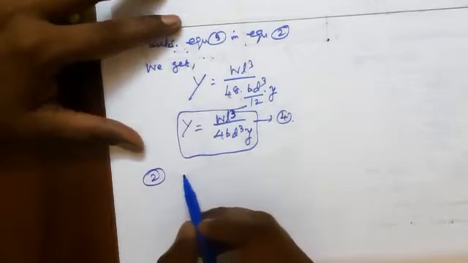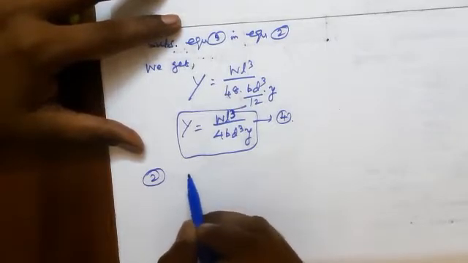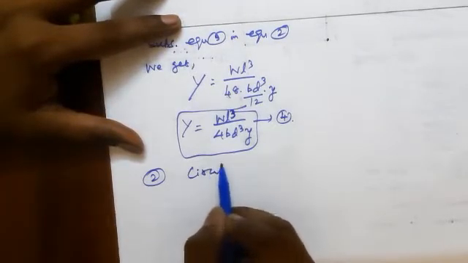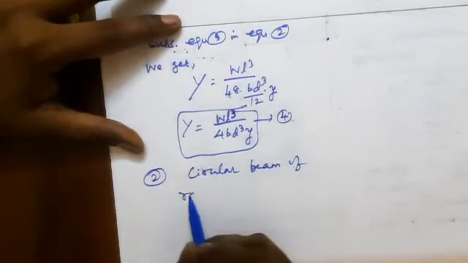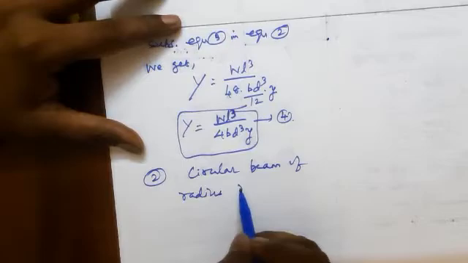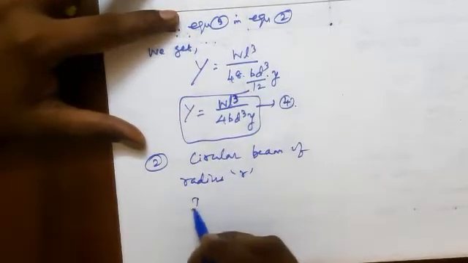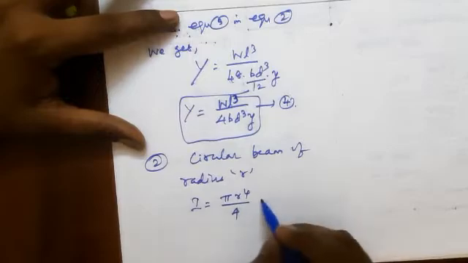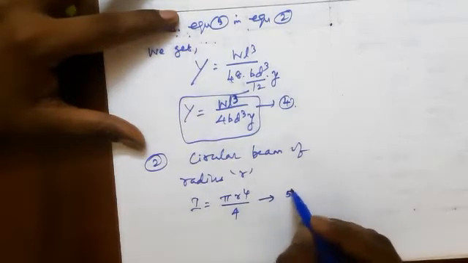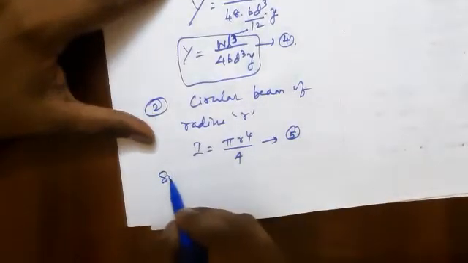Suppose we take a circular beam of radius R. The geometrical moment of inertia of the circular beam is pi R power 4 divided by 4. Give equation number 5.